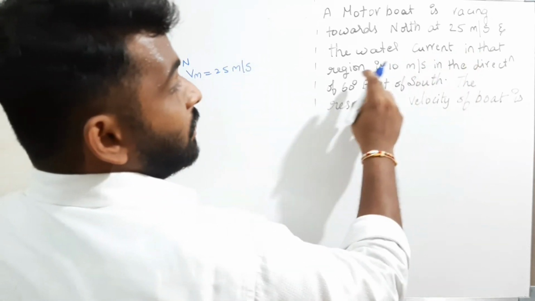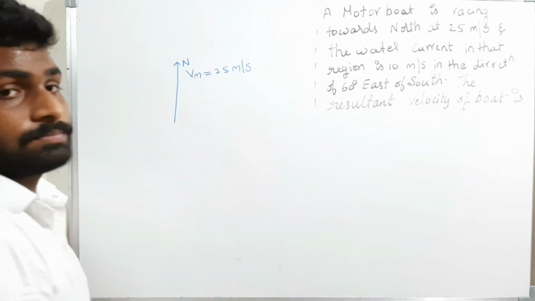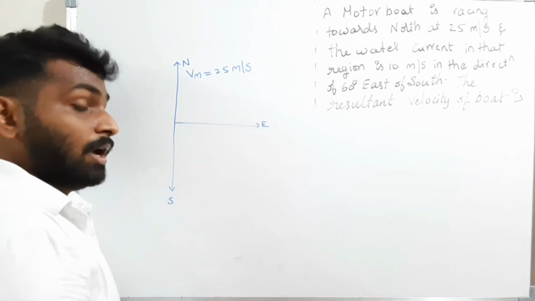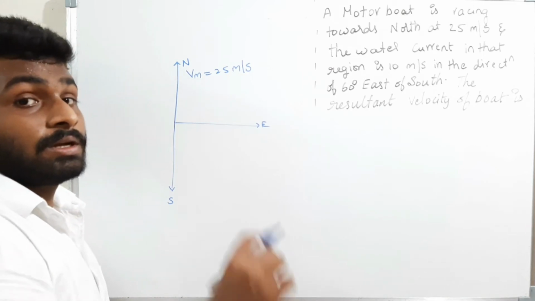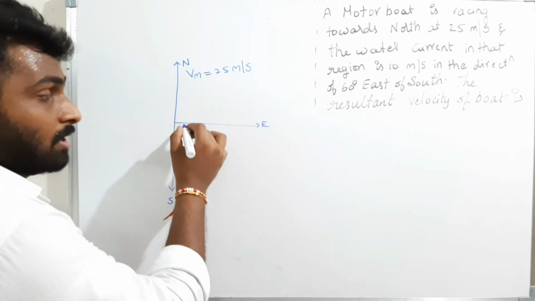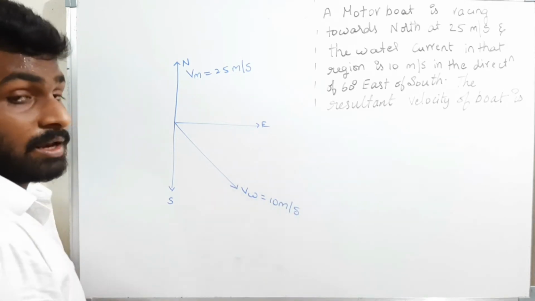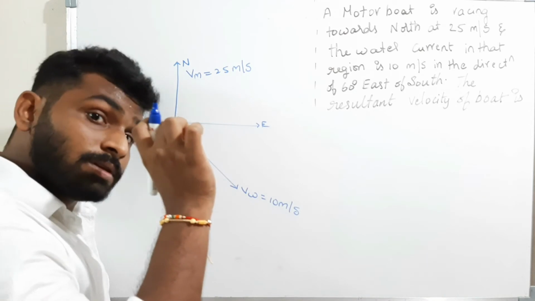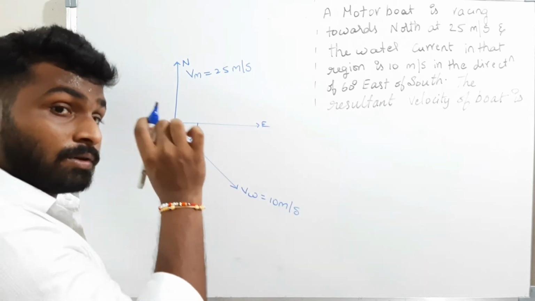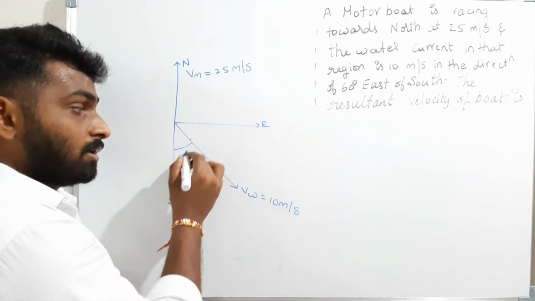And the water current is 10 meters per second in the direction 60 degrees east of south. That means this is east and this is south. The water current in that region is 10 meters per second, this is the velocity of the water. What is the direction? 60 degrees east of south. That means it is moving along the east direction and making 60 degrees with the south.